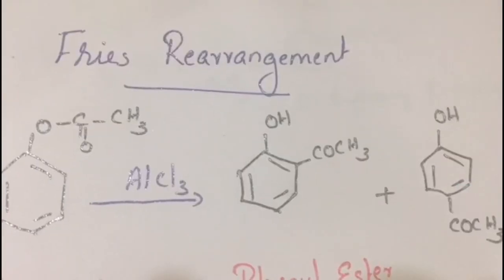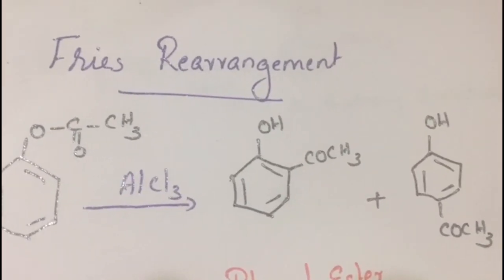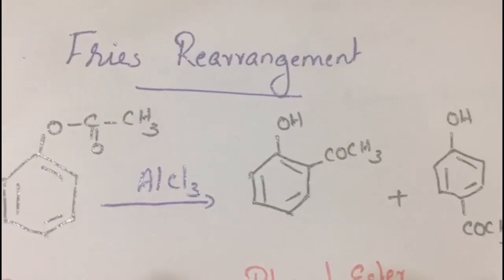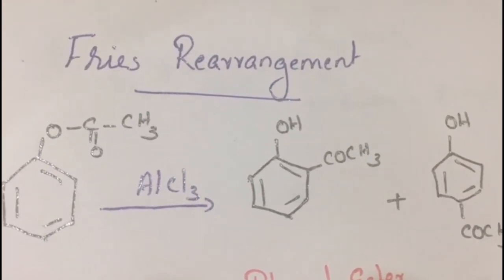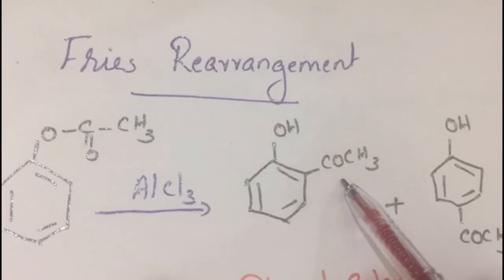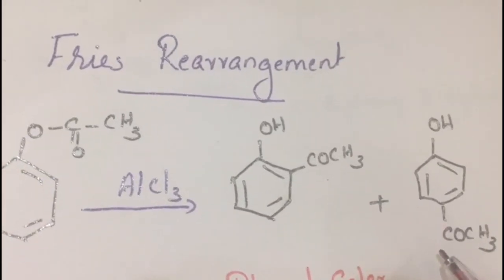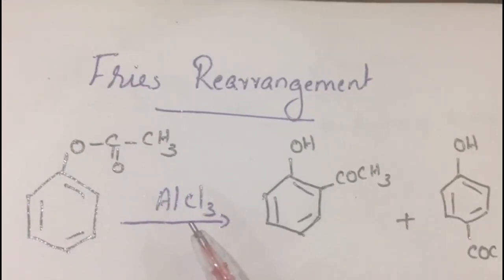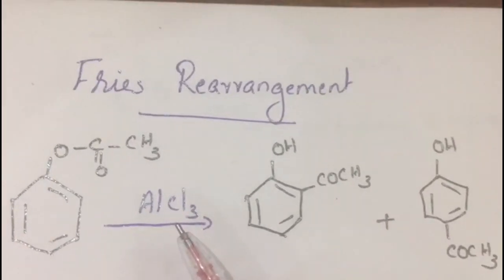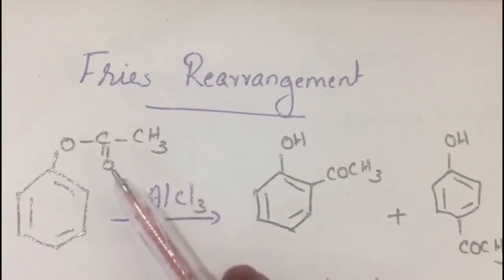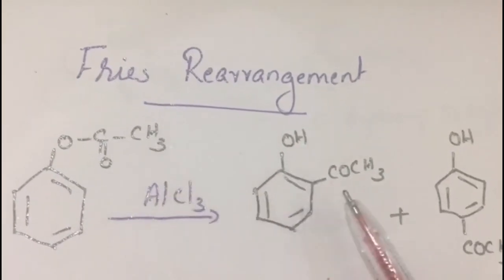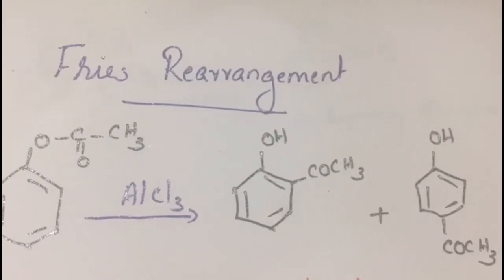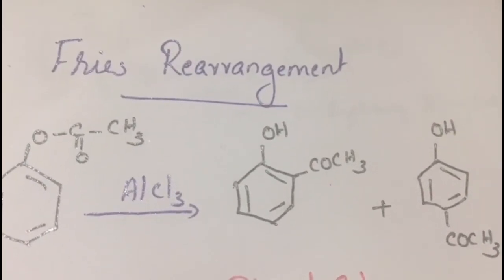Dear students, today we are going to study Fry's rearrangement. Phenyl esters on reaction with aluminium chloride undergo intramolecular rearrangement, and the acyl group is introduced to the ortho or para position of phenol. This reaction is known as Fry's rearrangement.